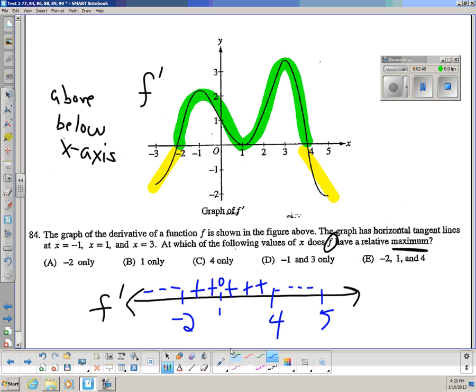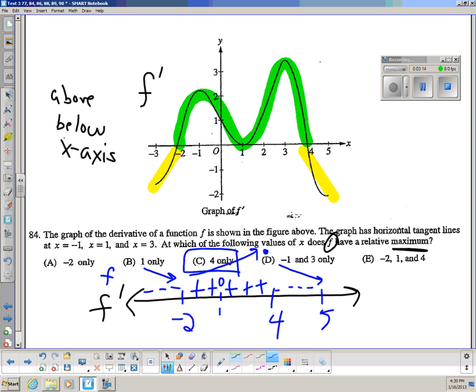So now we're asking where does f have a relative max? So if f prime is negative, that means f is decreasing. Then if f prime is positive, that means f is increasing. Then if f prime is negative again, that means f is decreasing. So we can only have a maximum where we're going from increasing to decreasing, which is only at 4. 4 only. Choice C is correct.